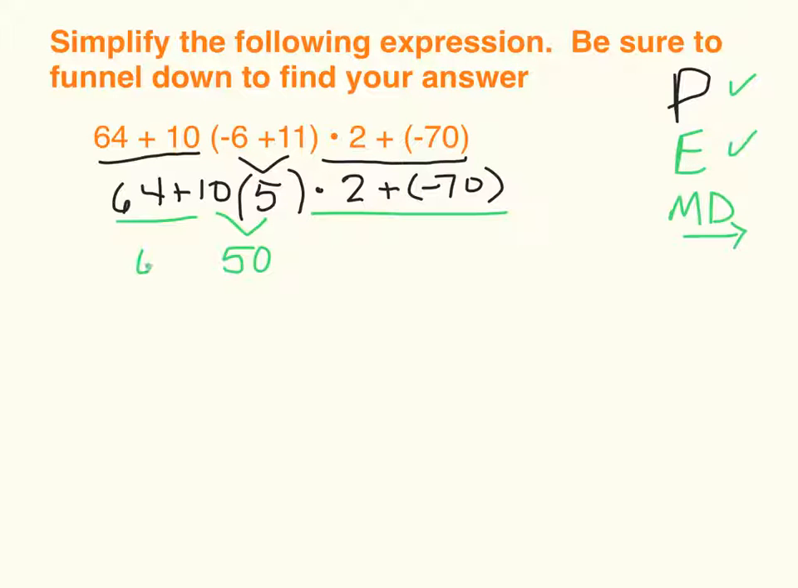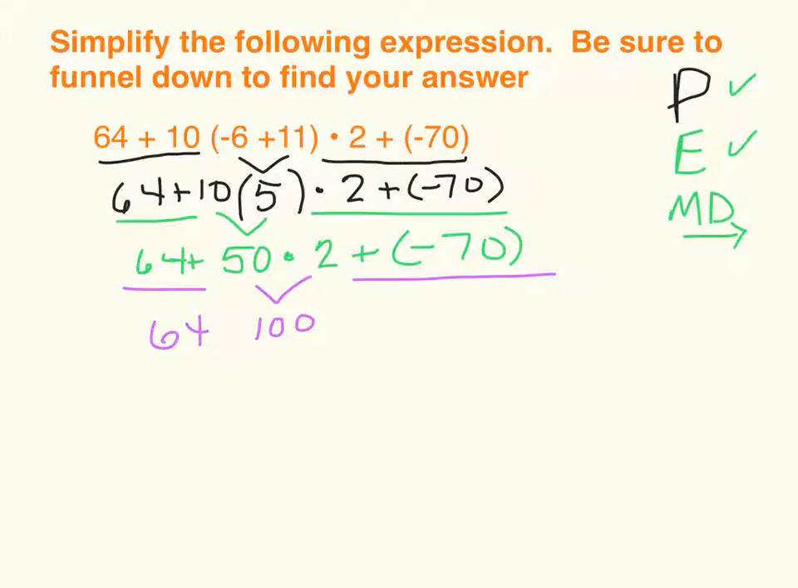Bring down the rest of that problem. I've got 64 plus 50 times 2 plus negative 70. I've still got some more multiplication to do right here. Underline the rest of that problem. I know that 50 times 2 is 100. Bring down everything else. I've got 64 plus 100 plus negative 70.